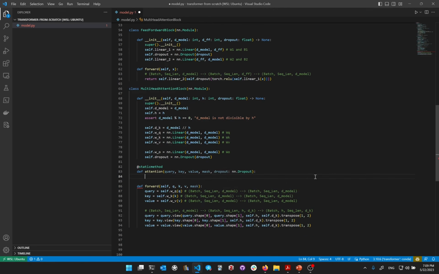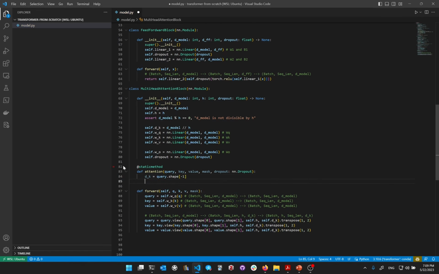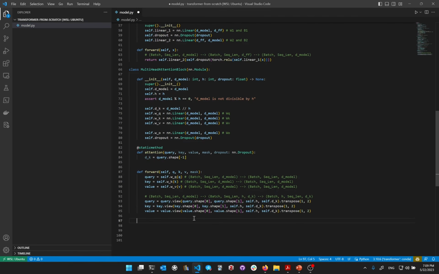Okay, what we do is we get the dk. What is dk? It is the last dimension of the query, key and value. And we will be using this function here. Let me first call it so that you can understand how we will use it, and then we define it. From this function we want two things: the output, and we want the attention scores, so the output of the softmax. We will call it like this. We give it the query, the key, the value, the mask, and the dropout layer.